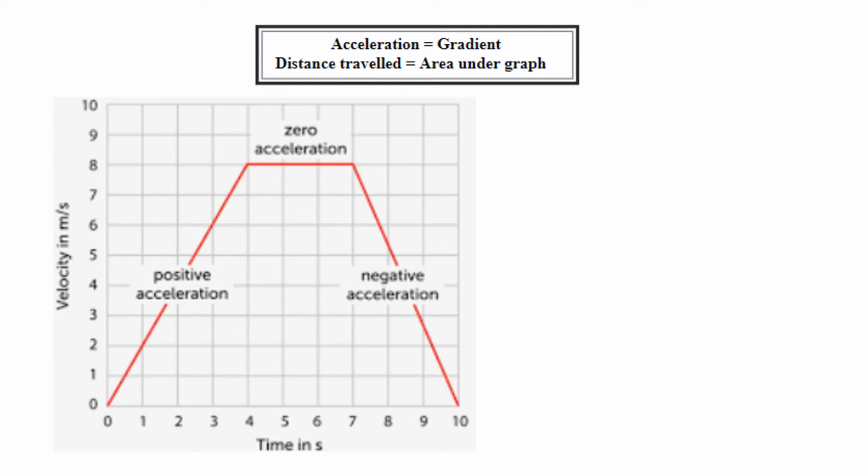Where we have a horizontal line segment, that means that the object is travelling at a constant velocity. So this means there is no acceleration, either positive or negative, because the object's velocity is constant. We can calculate the distance travelled by working out the area under the graph, and we do this by using something called the trapezium rule, which we will look at in a later slide.